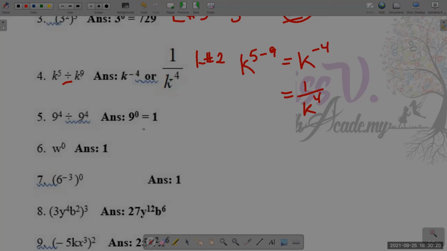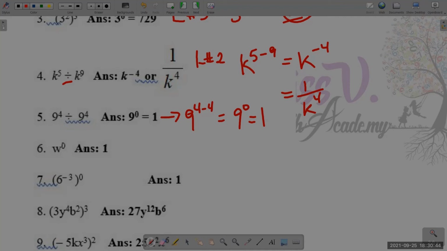What about number 5? Number 5 is a double 1 as well. So we start off with law number 2. So we end up with 9 to the 4 minus 4, which is equal to 9 to the 0. And that's law number 4. And so what is the final answer, everybody? We know simply anything raised to the power of 0 is 1. That's it. This one is straightforward.